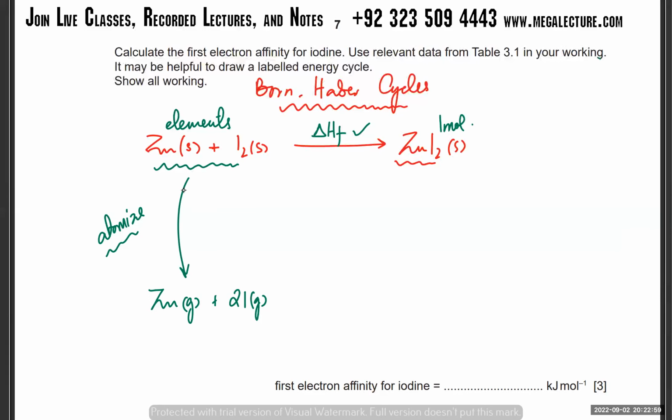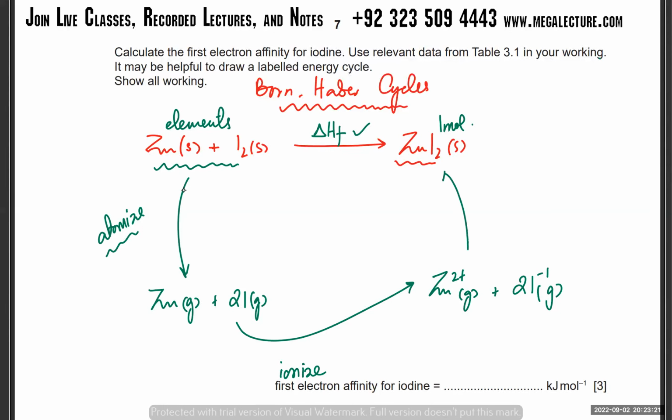Then, because you're going to form the zinc iodide lattice, you have to ionize them. So you're going to turn zinc into a 2 plus gaseous ion, and you're going to turn iodine into -1 gaseous ions. And once those gaseous ions are formed, they will be brought together to form the ionic lattice, which is known as the lattice enthalpy. The ionic lattice is where you've got positive and negative ions all sticking together. So you did that in these three steps: atomize, ionize, and then form the lattice. Is that clear?